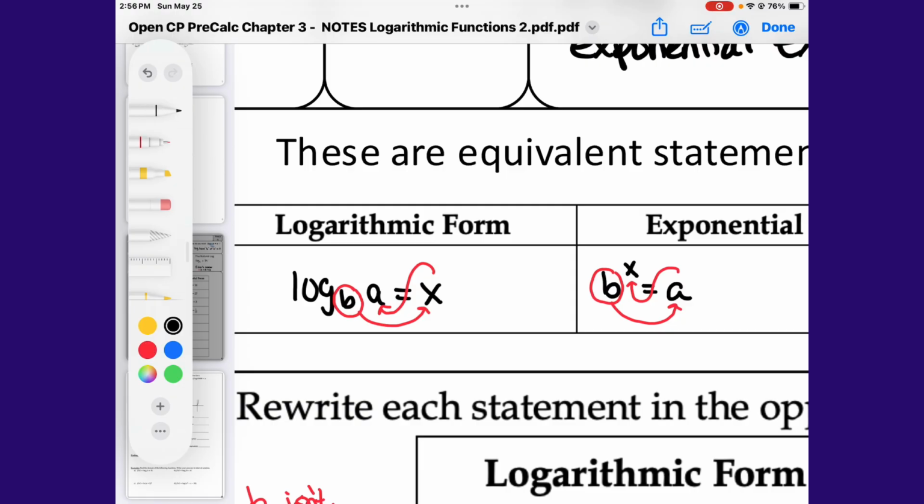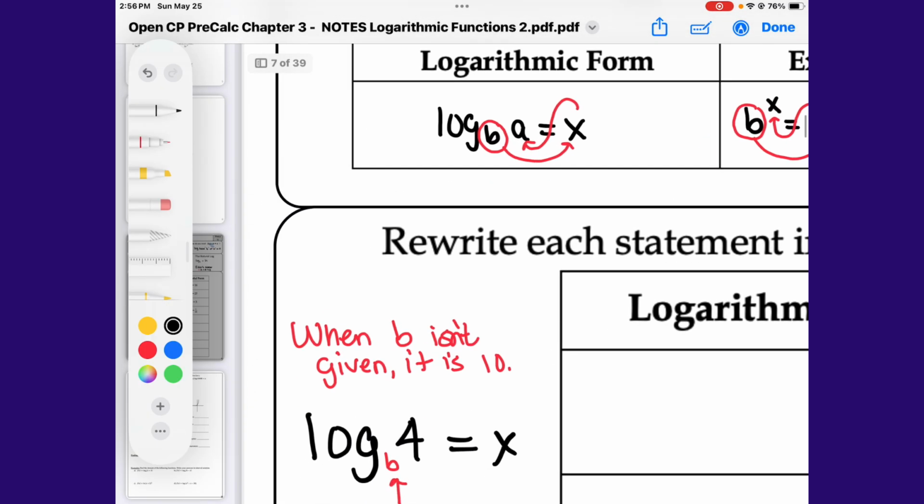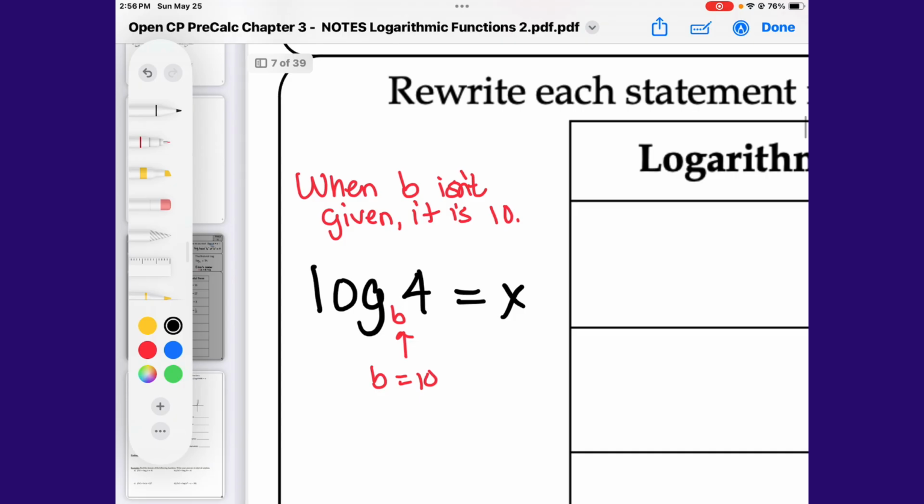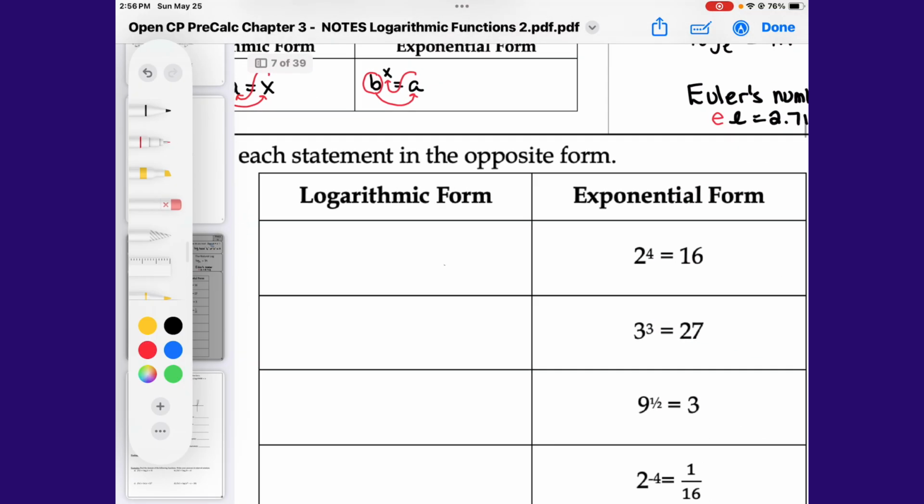Just like when you write x and we know there's an exponent of 1 on it, if we have a log without a base, it is base 10. So if you are given something that would look like log base 4, we would actually know in our heads that this is log base 10 of 4 is equal to x. So when b isn't given to us, we know that it's a 10. Okay? All right, so let's just rewrite from one form to the other.